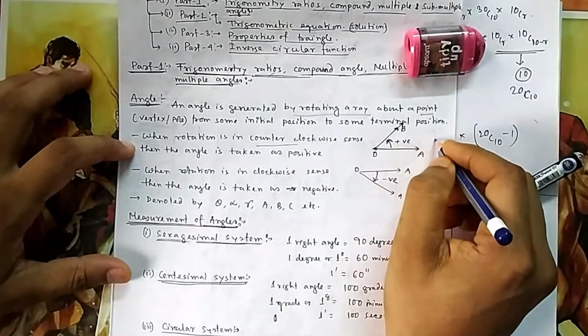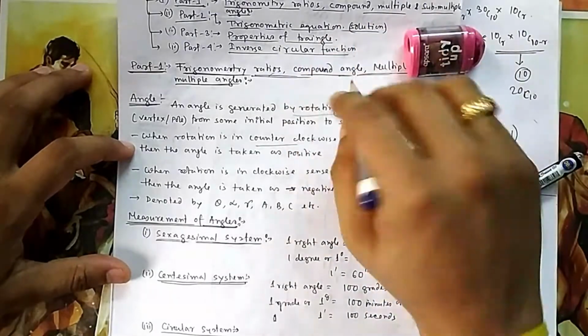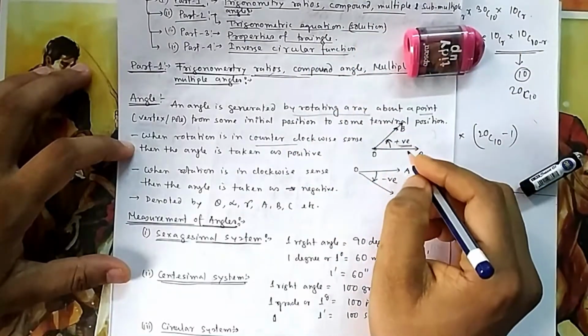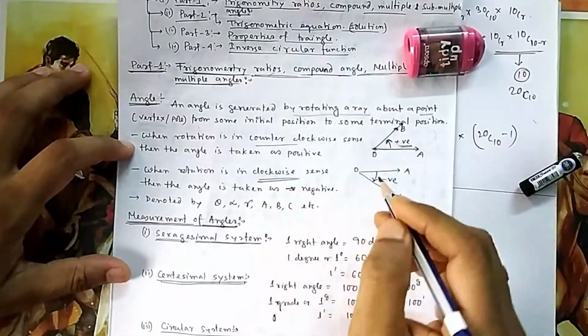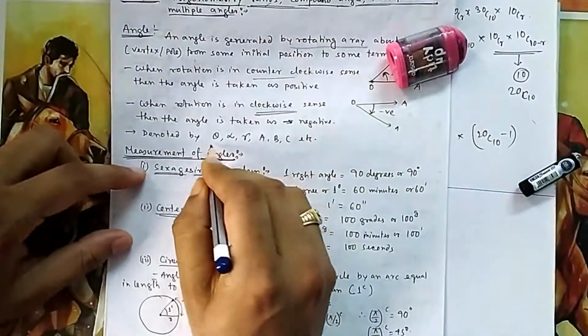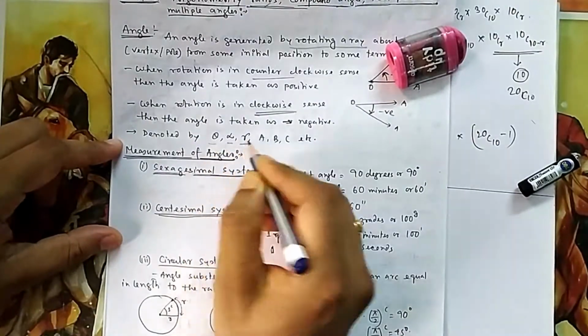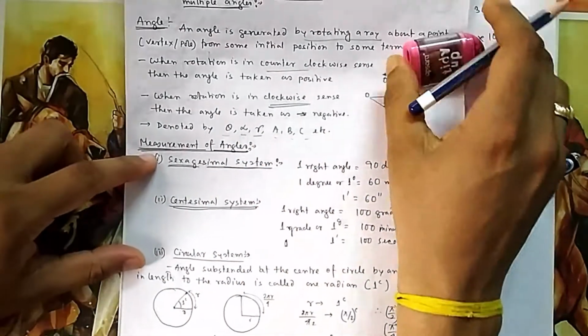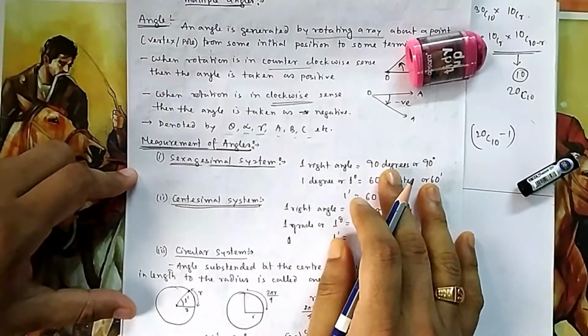When you rotate in the anti-clockwise or counter-clockwise direction, which is opposite to the direction in which your clock moves, the angle is taken as positive, and if you rotate in the clockwise direction, then it is negative. Generally these are the symbols that represent the angle: theta, alpha, gamma, or capital letters A, B, C. With these symbols we represent the angle.